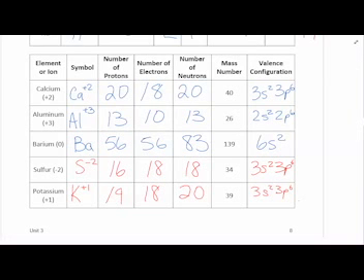So here are the configurations, or the completed table. Hopefully yours matches. Notice for the one that's still an atom, my valence configuration only has 6s2, so it's not a full valence shell at that point.